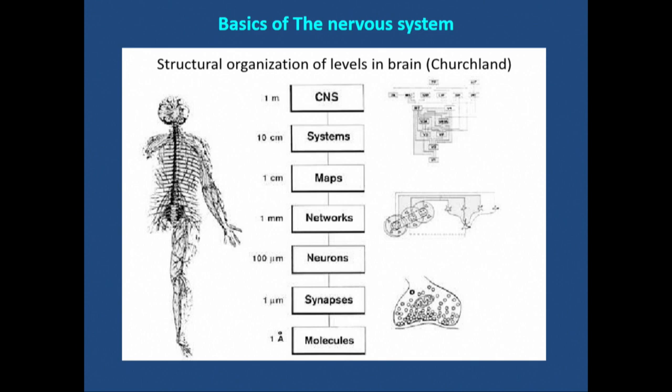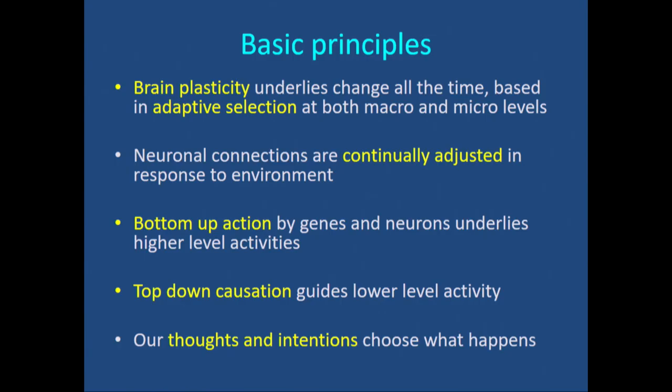So the basis of the nervous system is its structural organization: molecules at the bottom, synapses, neurons, networks, maps, systems, the central nervous system itself. That's a picture from Churchland and Sejnowski. And everybody who's looked at the nervous system will understand that.